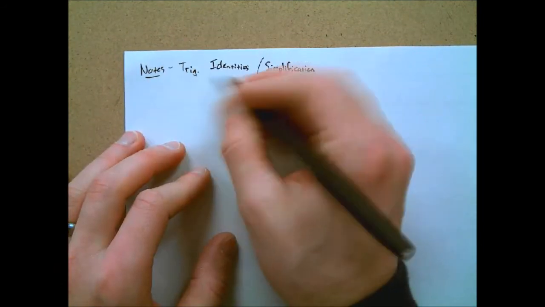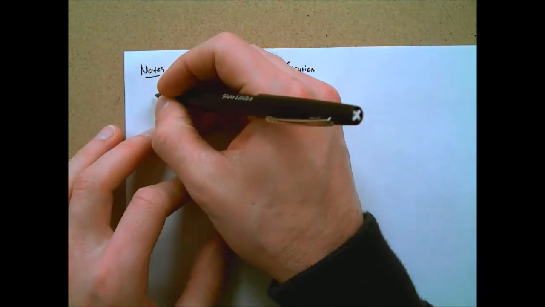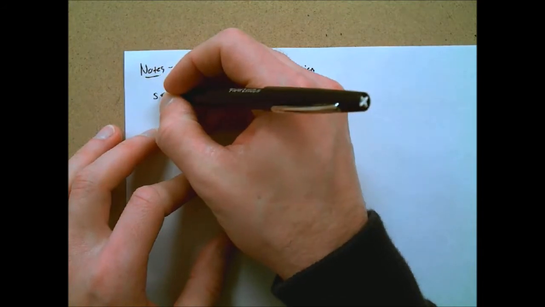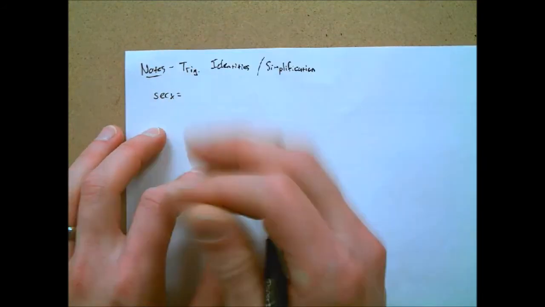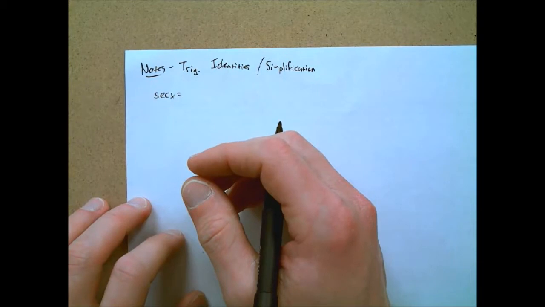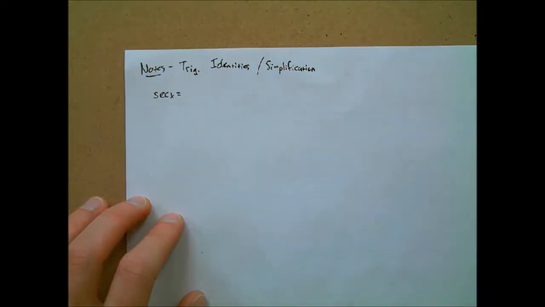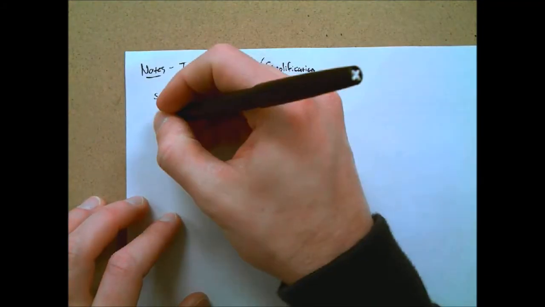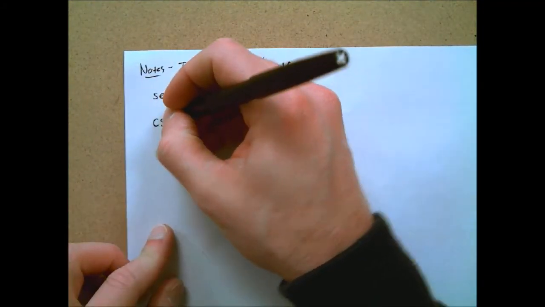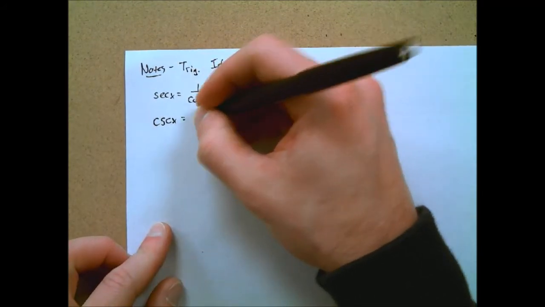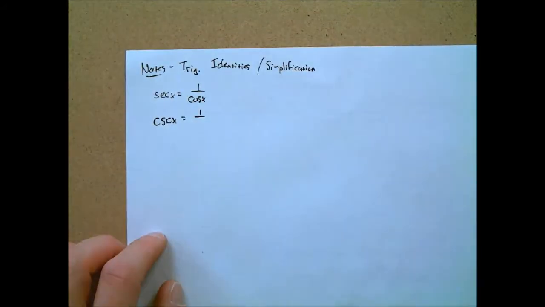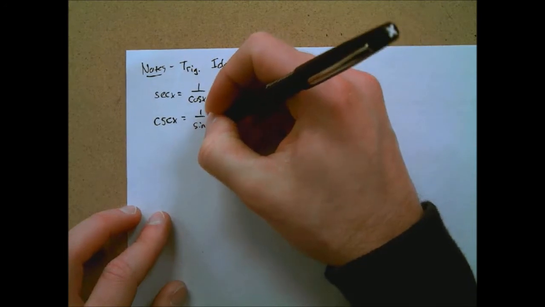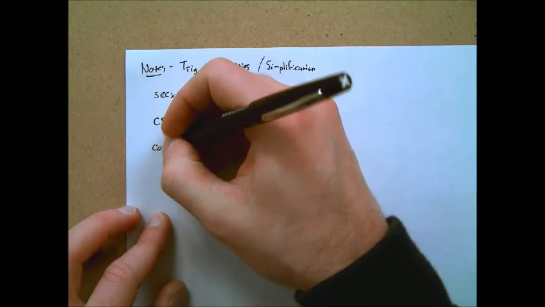For example, secant of x is equal to what other trig function? One over the cosine of x, the reciprocal of cosine. I do want to be careful: we practice what we say. And then cosecant is 1 over the sine, and cotangent of x is 1 over the tangent.